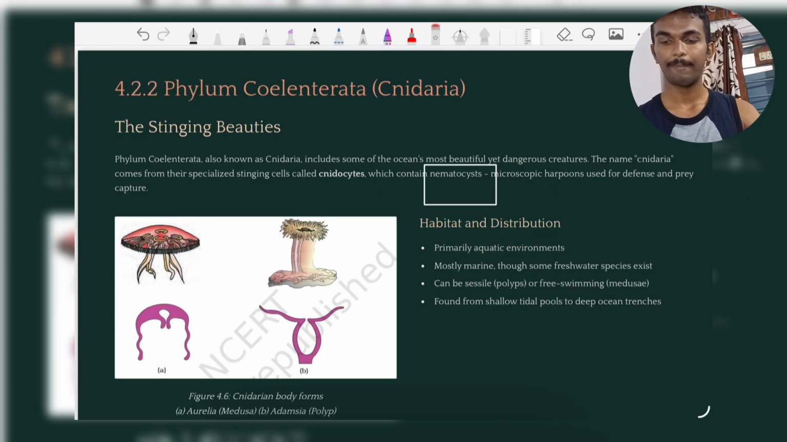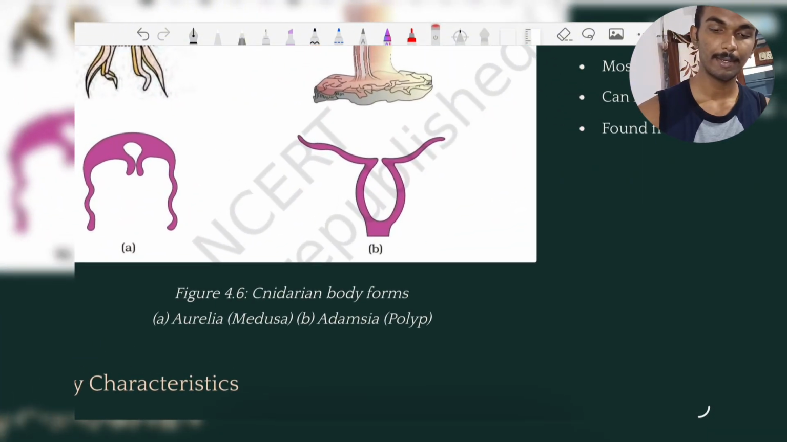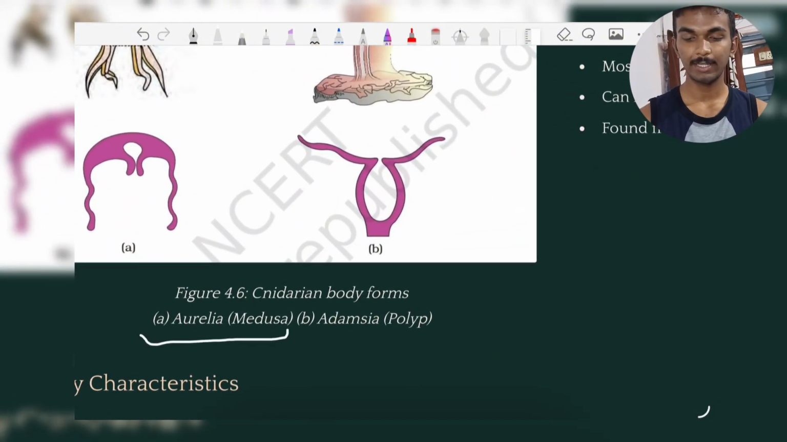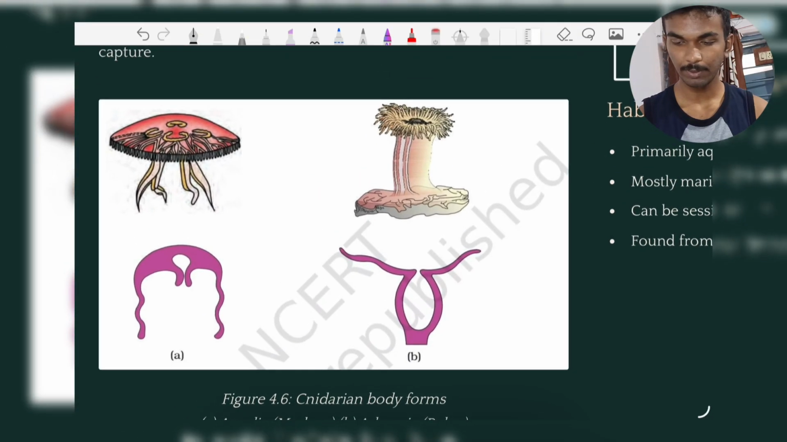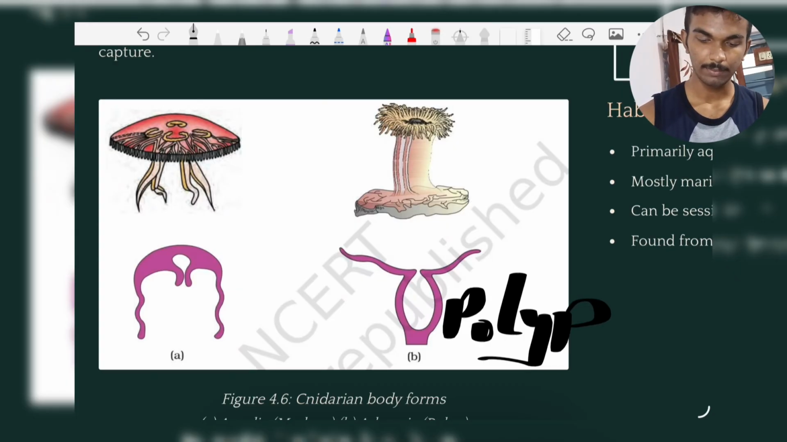Habitat and distribution. Primarily aquatic environments, mostly marine, though some freshwater species exist. They can be sessile polyps or free-swimming medusae, found from shallow tidal pools to deep ocean trenches. Cnidarian body forms: Aurelia medusa, Adamsia polyp. This is very important. The example Aurelia is in the form of medusa and Adamsia is in the form of polyp. This is polyp. And this is medusa.